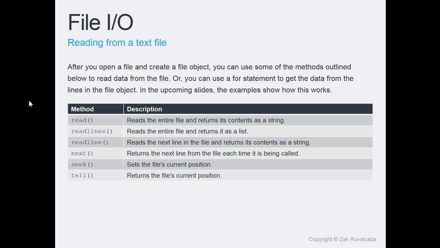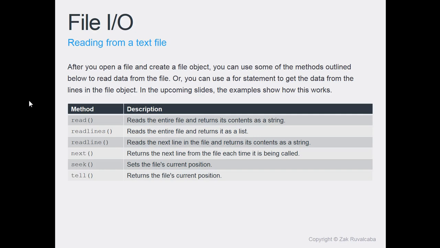Read will read the entire file and return its content as a string. Readlines will read the entire file and return it as a list. Readline will read the next line in the file and return its contents as a string. You also have a couple of other methods that you can use, including next, seek, and tell.